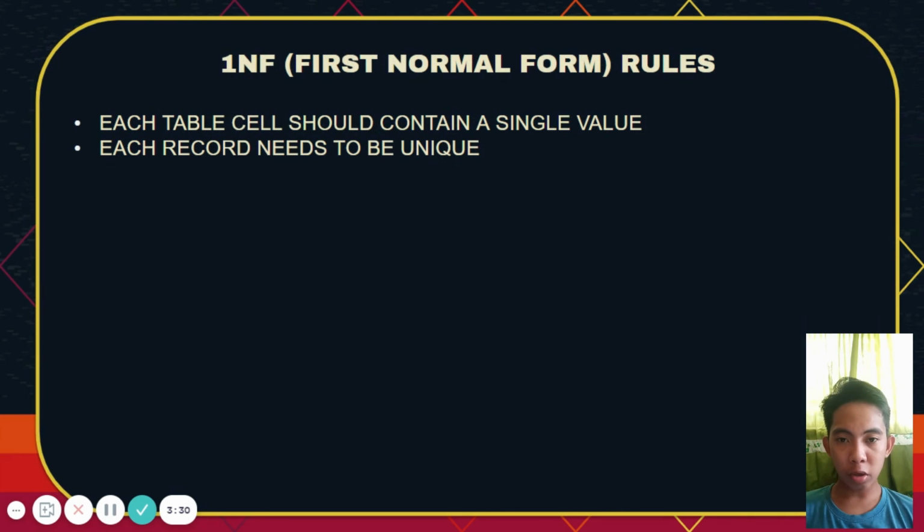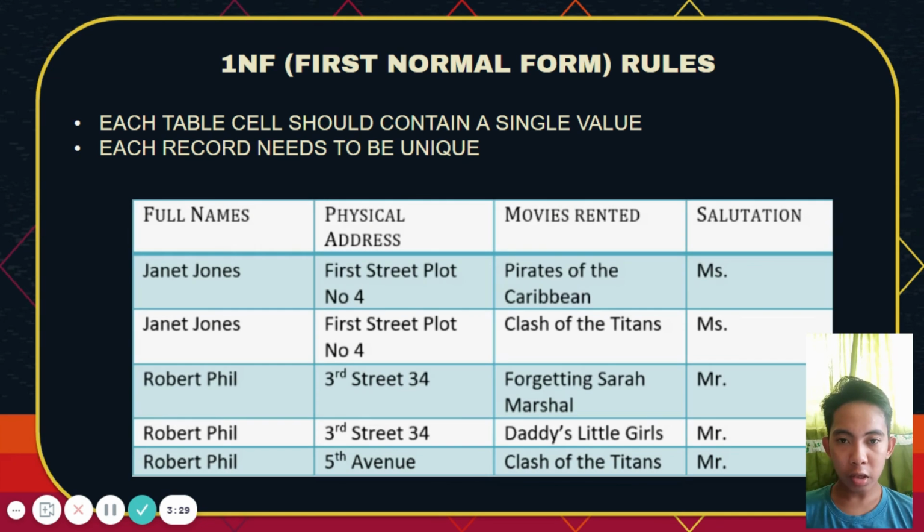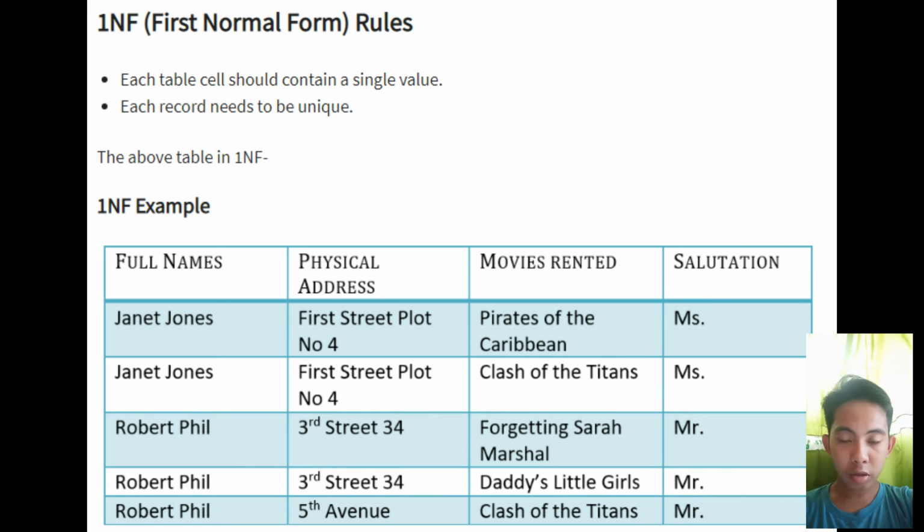For the first normal form or 1NF, we have two rules. The first rule is each column must contain a single value. And the second rule is each record must be unique. So what is a key? A key is a value used to identify a record in a table uniquely. A key could be a single column or a combination of multiple columns. Note, columns in a table that are not used to identify the record uniquely are called non-key columns. In our database, we have two people with the same name, Robert Peel, but they live in different places.